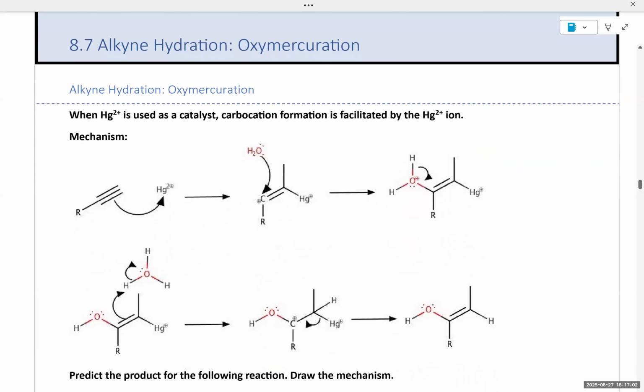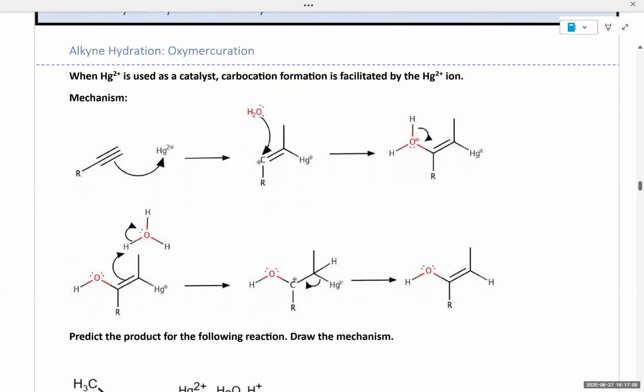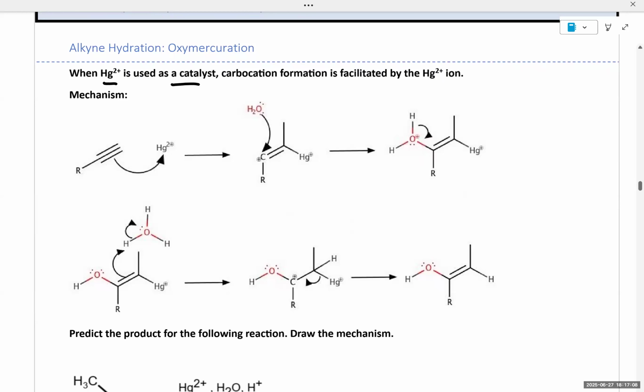Now, another method of alkyne hydration is oxymercuration. So when mercury 2 plus is used as a catalyst, carbocation formation is facilitated by the mercury 2 plus ion. So here you have coordination of the alkyne to mercury. You generate a carbocation. From here, that carbocation is attacked by water, and then you get a deprotonation step to generate the corresponding enol. That enol readily tautomerizes via a series of proton transfers.